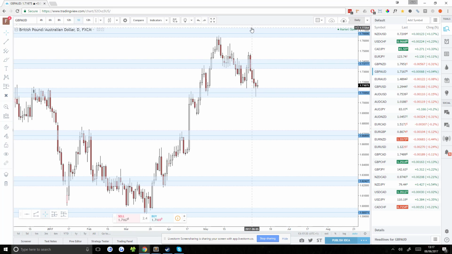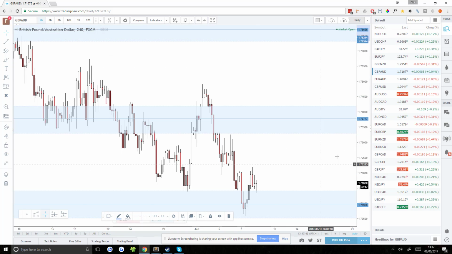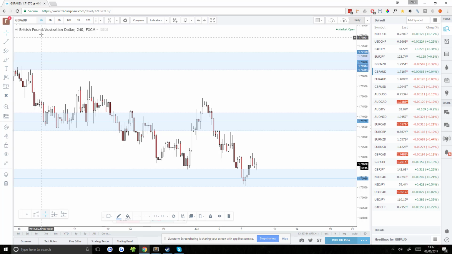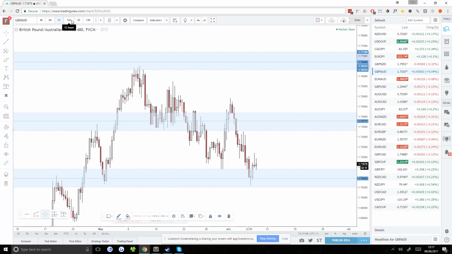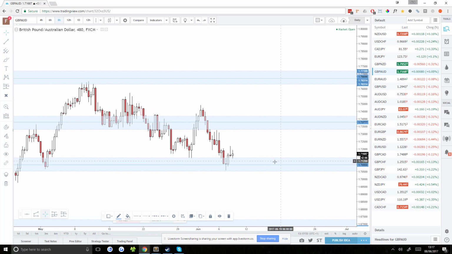GBP/AUD, similar situation. We were looking for a potential quick reversal, but it just never really happened. Well, it happened on the 4-hour, but I wasn't really too interested in trading that. It was too risky. Actually, on the 8-hour, it looks kind of okay-ish. Did anyone take this, by the way? I didn't enter this. I wasn't that bothered.